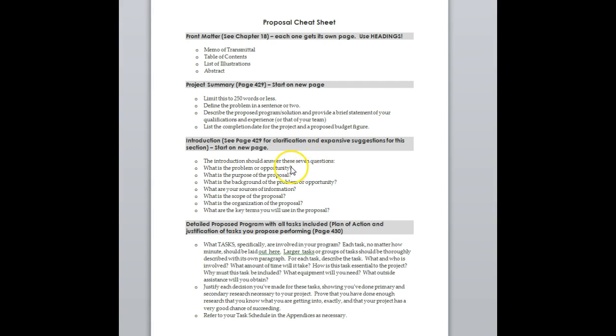questions. What is the problem or opportunity? You need to lay it out clearly. You need to describe the problem or opportunity in specific monetary terms, mostly because the proposal is going to include a budget, and you want to convince your readers that spending money on what you propose is smart and good and the absolute thing to do.